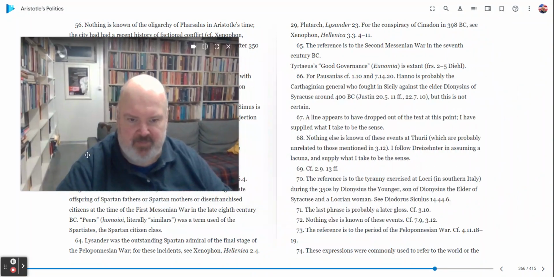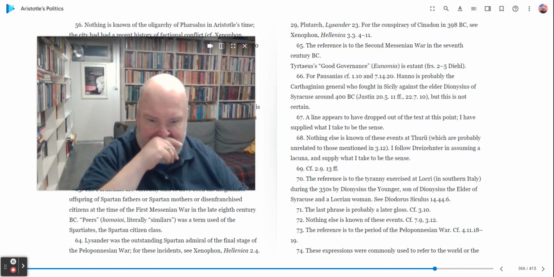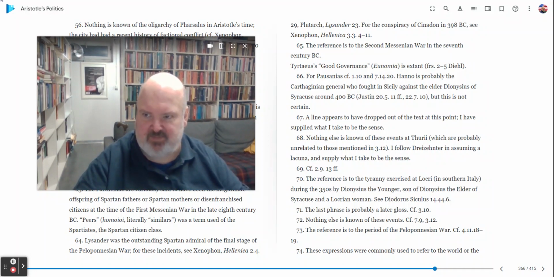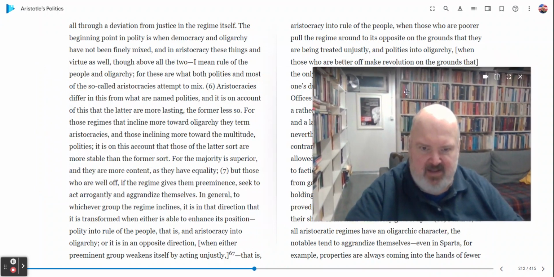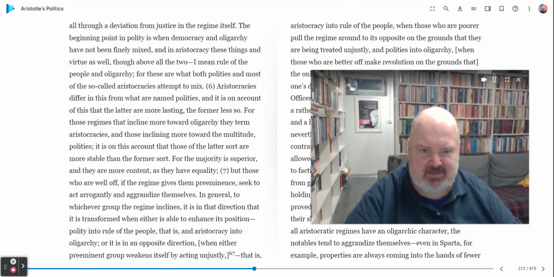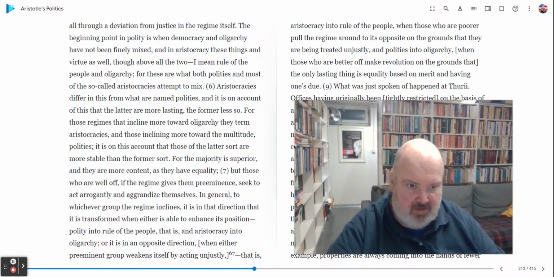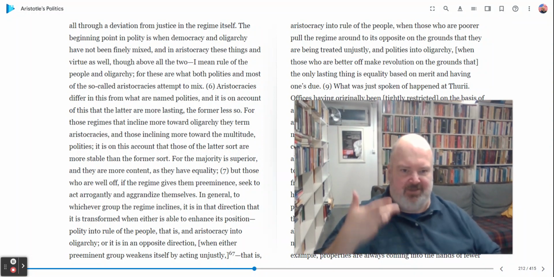And this is a weird note here. This line appears to have dropped out of the text at some point. I have supplied it, he said; something has been missing here. He adds it here: that is, aristocracy into rule of the people, when those who are poorer pull the regime around to its opposite on the grounds that they are being treated unjustly. And polities into oligarchy, when those who are better off make revolution on the grounds that the only lasting thing is equality based on merit and having one's due.